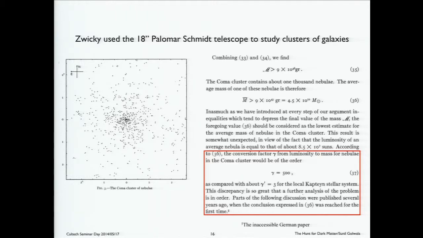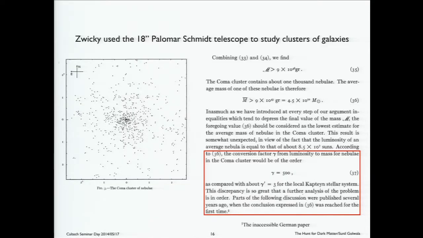And he says that the mass to light ratio, that's the ratio of the total mass there to the total light there in terms of solar masses divided by solar luminosities, must be about 500. Whereas for a typical stellar system, it's only about 3. So again, he's pointing to the fact that there must be some kind of additional matter that's not in the form of stars that's explaining these large velocities. And he says the discrepancy is so great that a further analysis of the problem is in order. And we've been doing that analysis for the last 80 or 90 years.